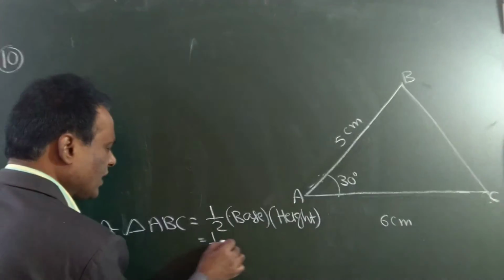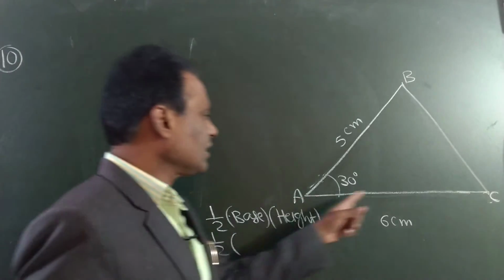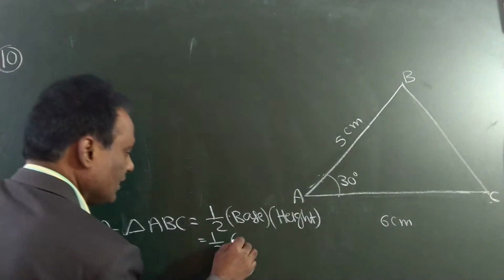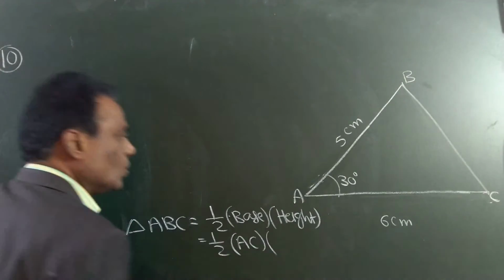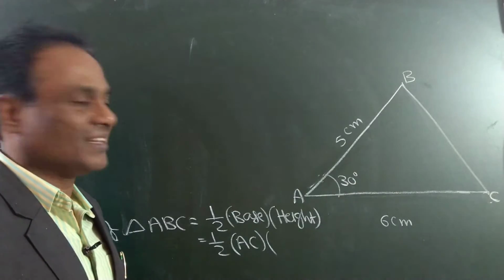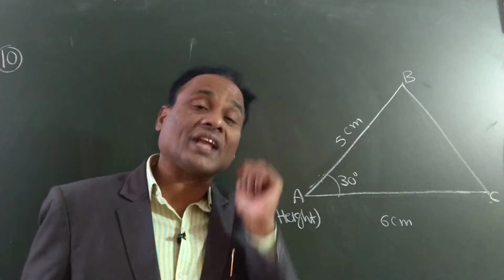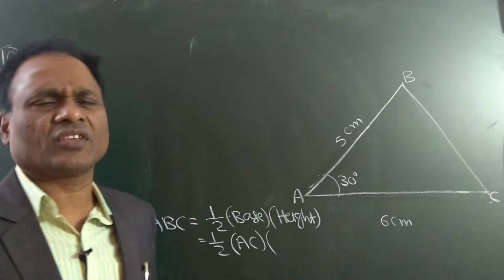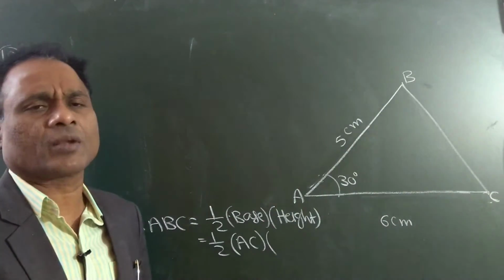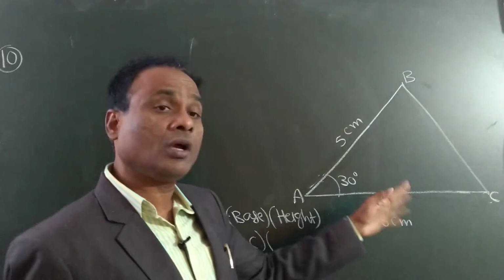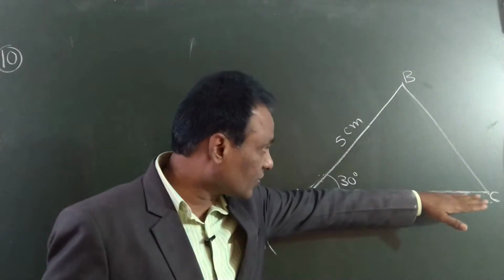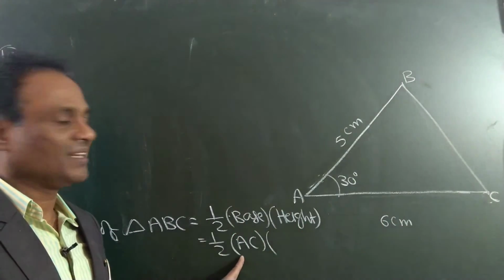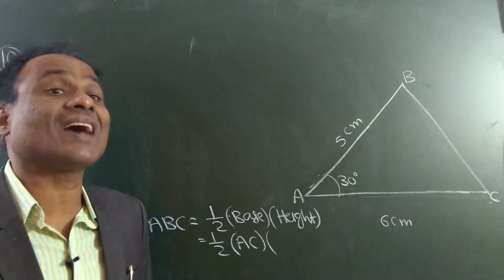The base is clearly given in this question: AC is the base, which is 6. Height is not given. Area of a triangle is half base into height. You studied this in the 6th class, 7th class. This is the basic formula. So what is the base here? 6 centimeters, it is given. But what is the height?